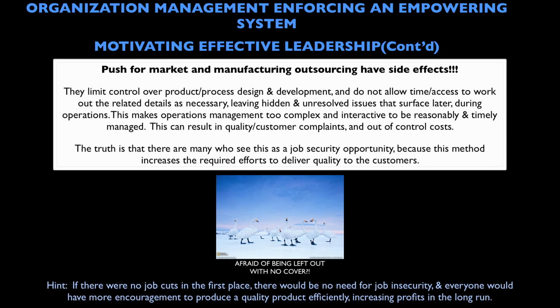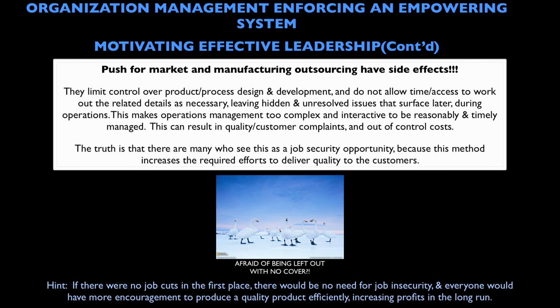Push for market and manufacturing outsourcing have side effects. They limit control over product, process design, and development, and do not allow time to work out the related details as necessary, leaving hidden and unresolved issues that surface later during operations. This makes operations management too complex and interactive to be reasonably and timely managed. This can result in quality problems, customer complaints, and out of control costs.